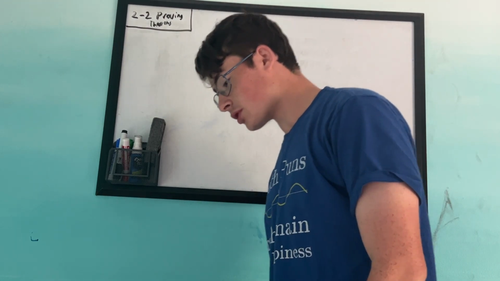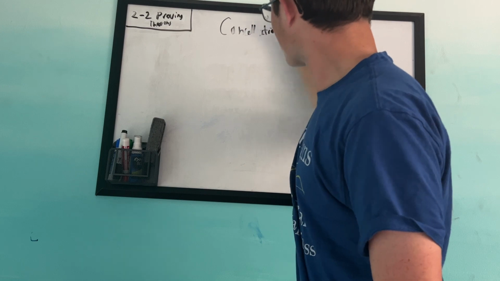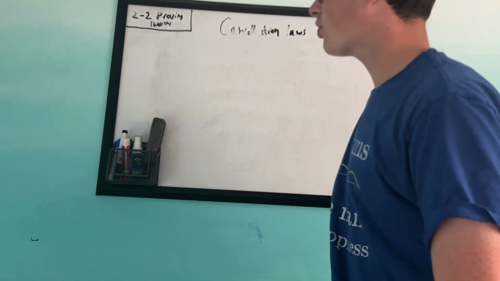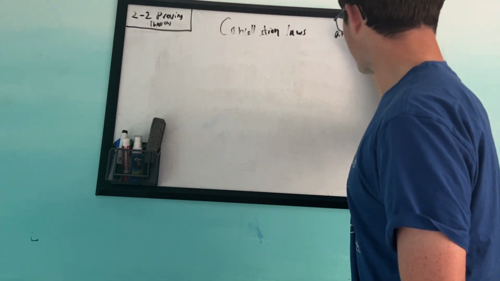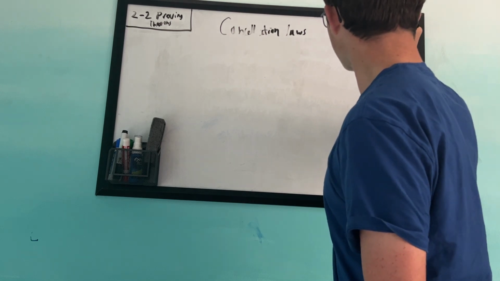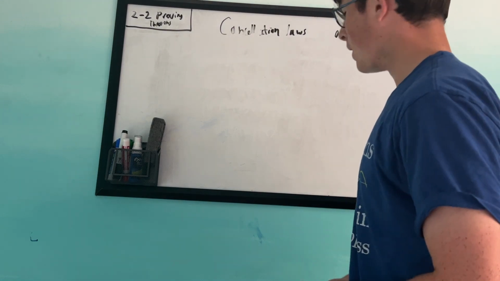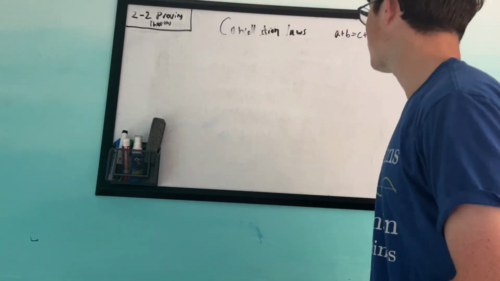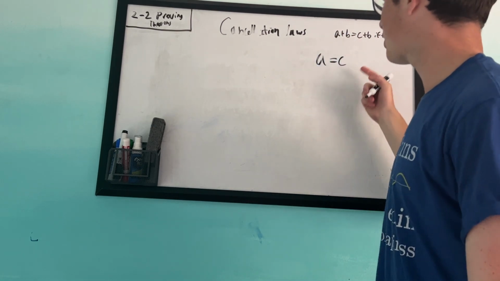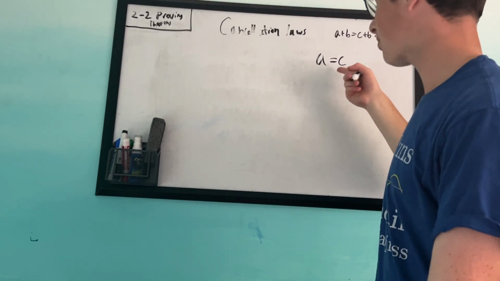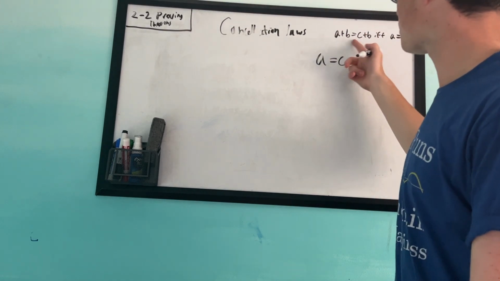The first one is going to be the cancellation laws. Cancellation. So this is kind of like the thing we have: A plus B equals C plus B if and only if A equals C. And this is kind of like what you did in grade school, where you'd have A equals C, and you want to manipulate the equation, you add the same thing to both sides. Or if you have A plus B equals C plus B, you do inverse operations and subtract B from both sides.